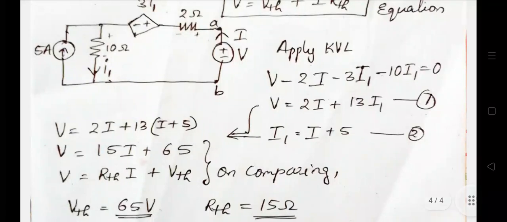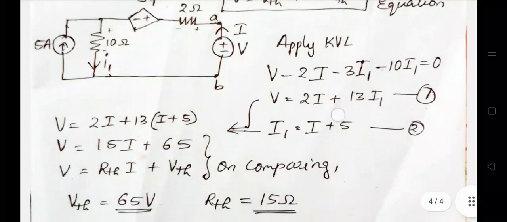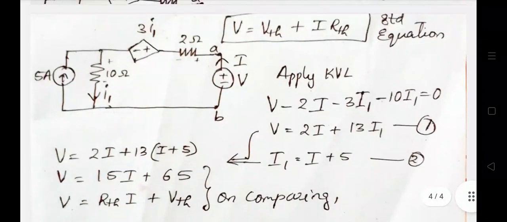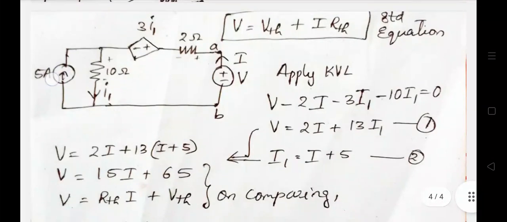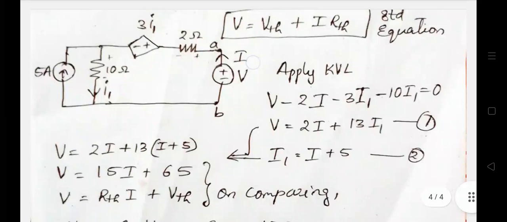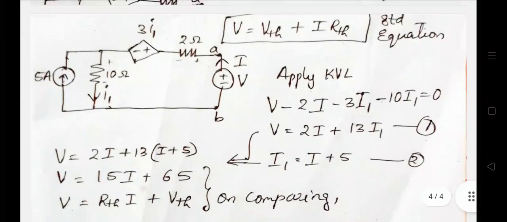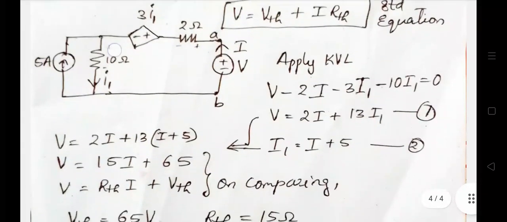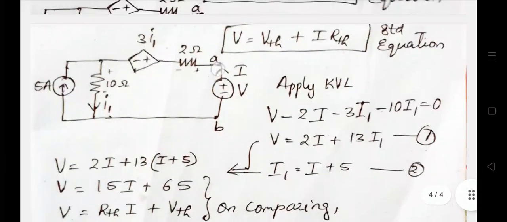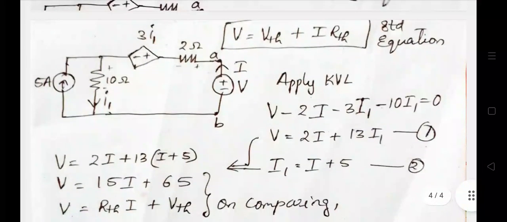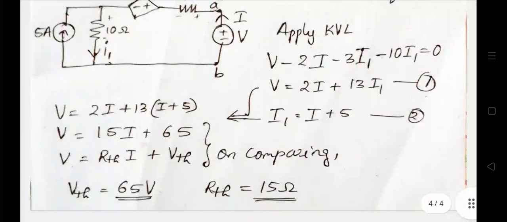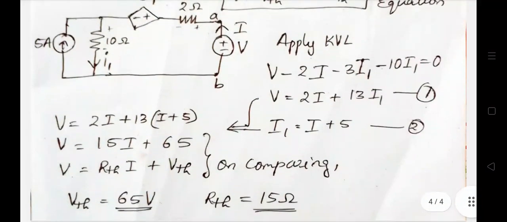Now let's write the first equation as V equal to 2I plus 13I1. Now this I1 is the sum of the currents of 5 ampere and this I that we have assumed. This assumed current I and 5 ampere become this I1. By applying KCL, we can understand this equation. This I1 is coming to this node, and this 5 ampere is also coming to this node, and the summation gives I1. So the second equation is I1 equal to I plus 5.